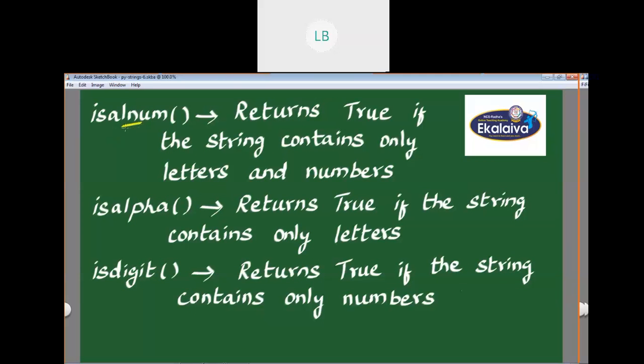Next one we have is isalnum function. This function returns true if the string contains only letters and numbers. isalpha returns true if the string contains only letters. Otherwise, this function will return the value false. isdigit returns true if the string contains only numbers.